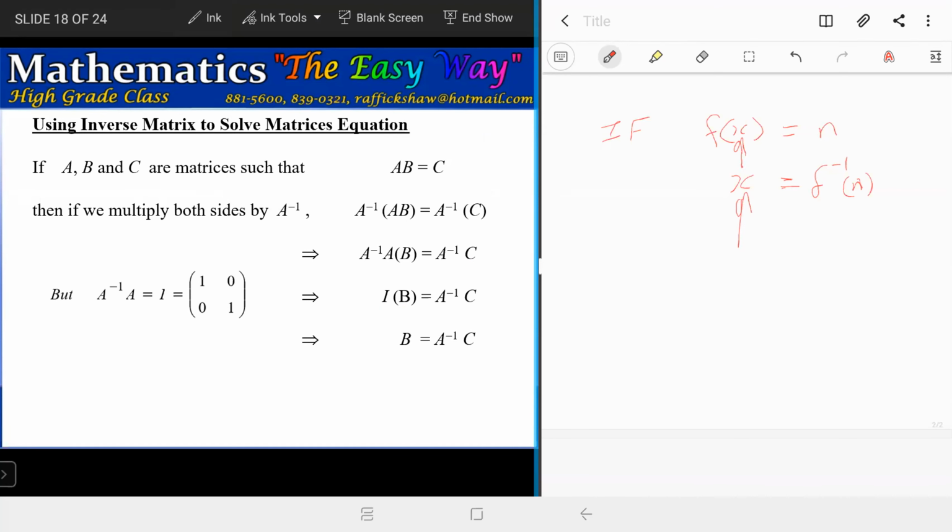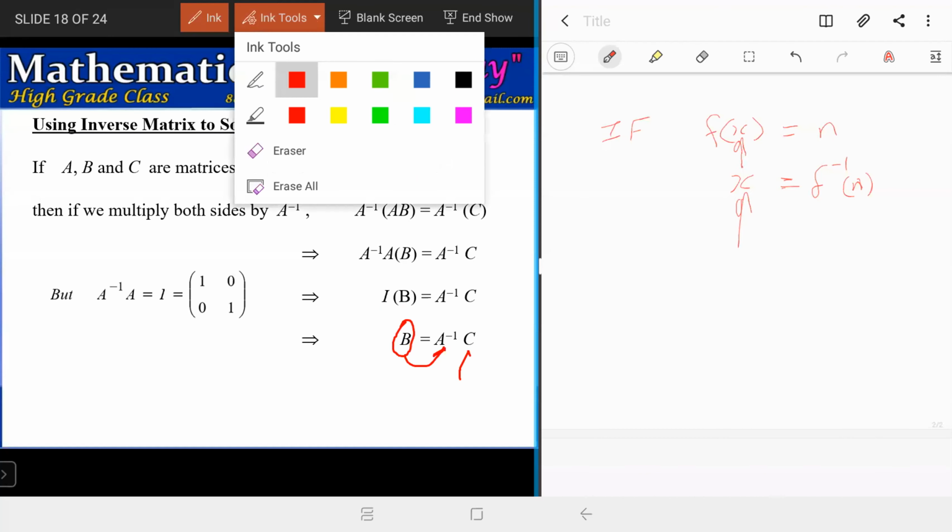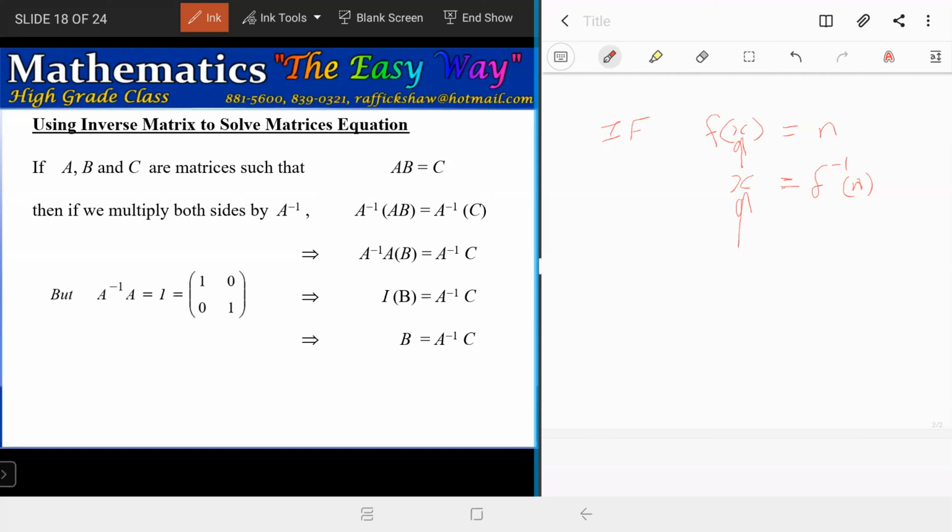We're trying to find B, remember. Started out thinking that we're trying to find B. B is now equal to A to the minus 1 times the C. And as I said, you can make the connection with functions. Remember with that function, as if this was f of x equals a number. So the f is like the A, the x is like the B, and the n is like the C. And then what happens down here is like we get x equals f to the minus 1 of the n.